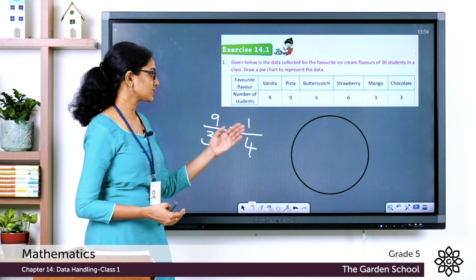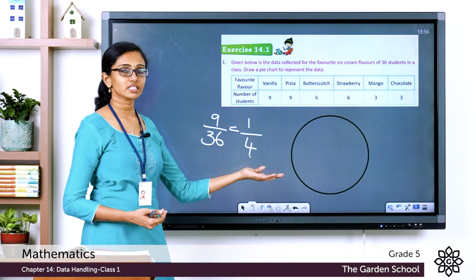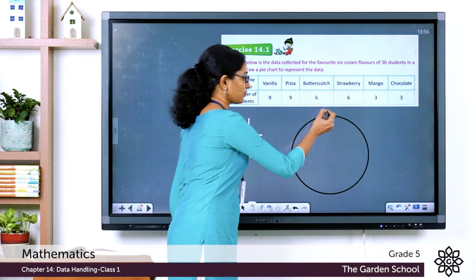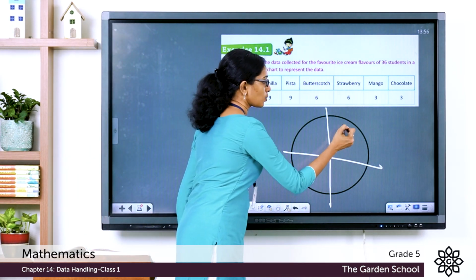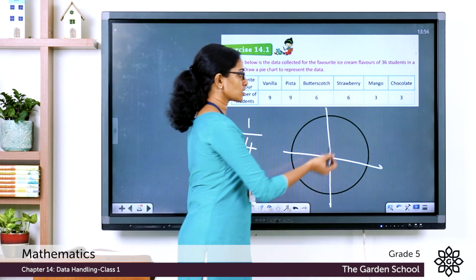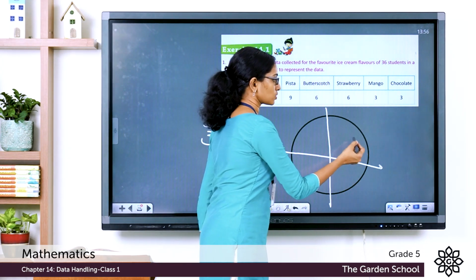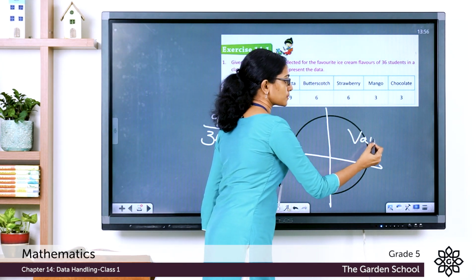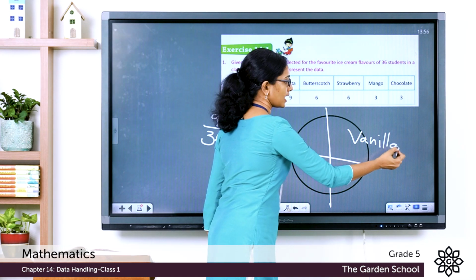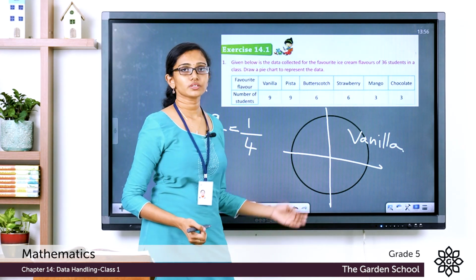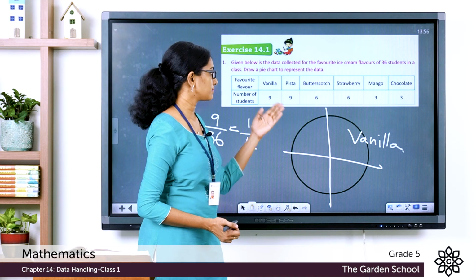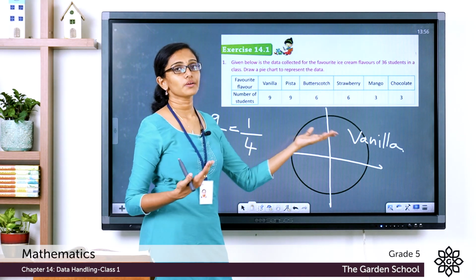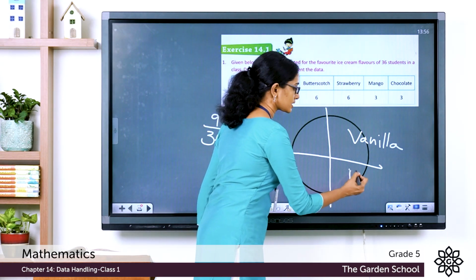So how do you represent this 1/4 in the circle? You can just divide the circle into 4 equal parts and one part will be 1/4. So let this be that 1/4 part and let this be the sector corresponding to vanilla. Then the number of students who like pista flavor is also the same, 9. So that will be another 1/4. So let this be that part.